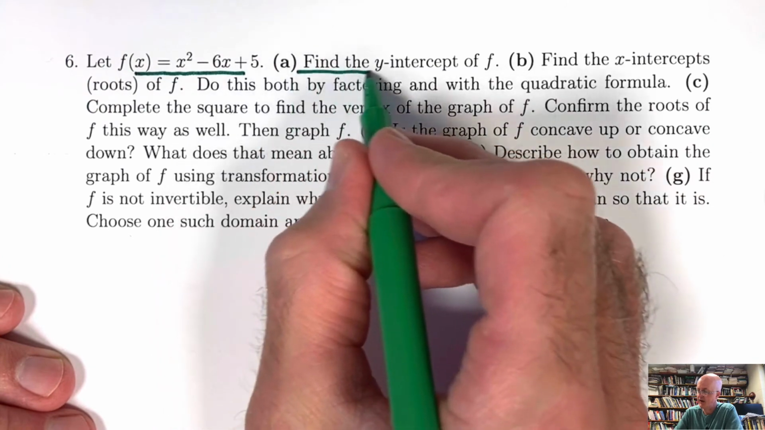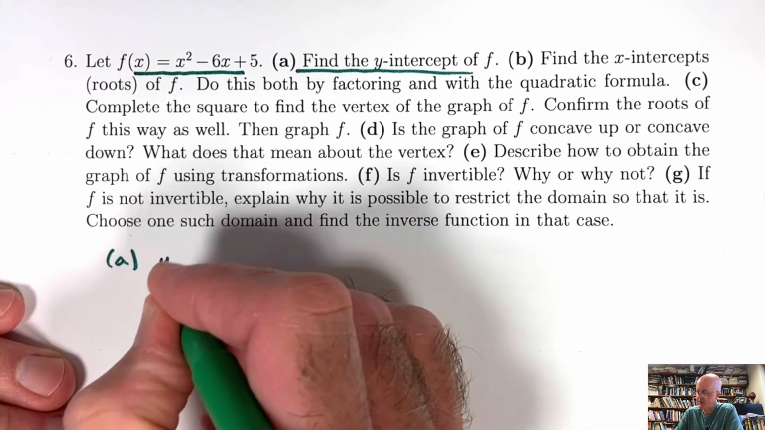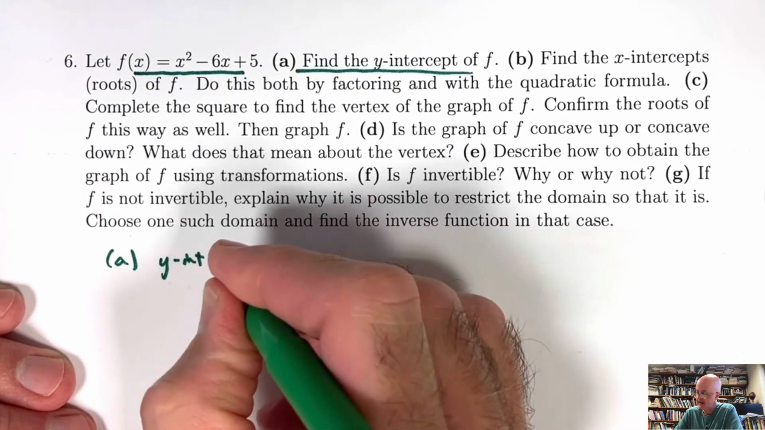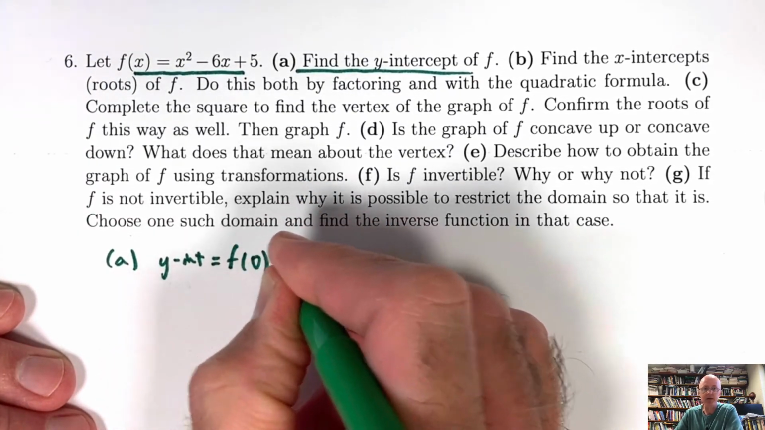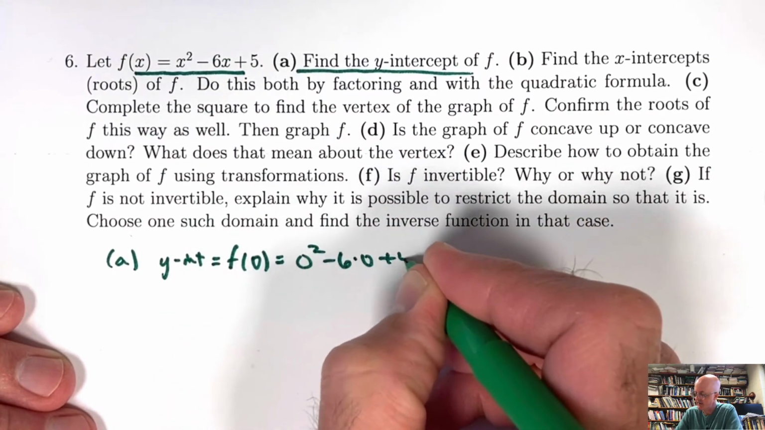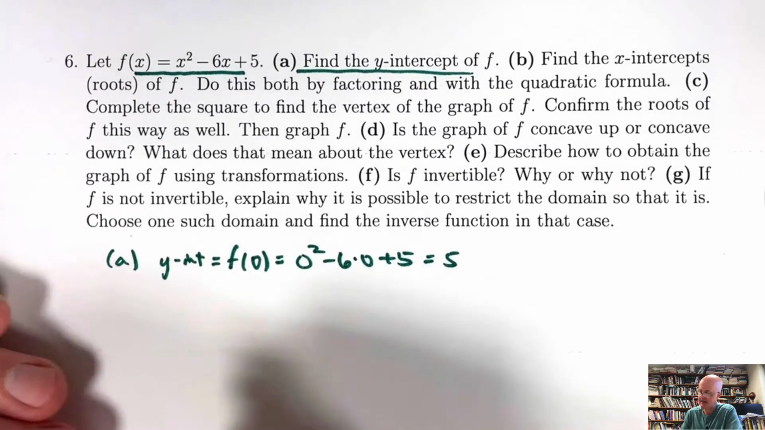Part A, find the y-intercept of f. That's the easiest thing to do. The y-intercept is the value of y where the graph crosses the y-axis. It's the value of the function when x equals 0. Plug in x equals 0 into the formula for f. You'll get 0 squared minus 6 times 0 plus 5, which is 5. The y-coordinate of 5 is where the graph crosses the y-axis.